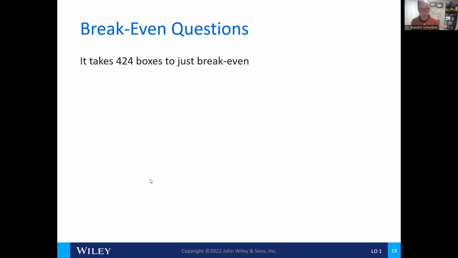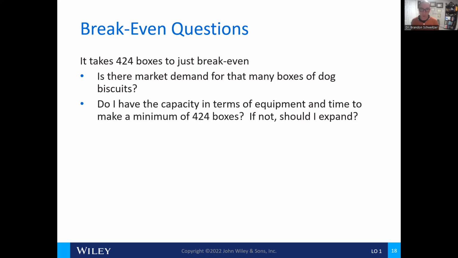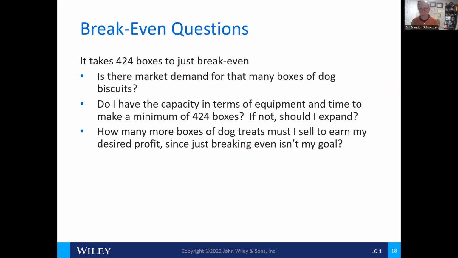So here are the types of questions we have. If it takes 424 boxes to break even, what is the demand for that many boxes of dog biscuits? Once we found the demand, what is the capacity for us to be able to produce 424 boxes? How long will it take us? Do we need to expand the operation?